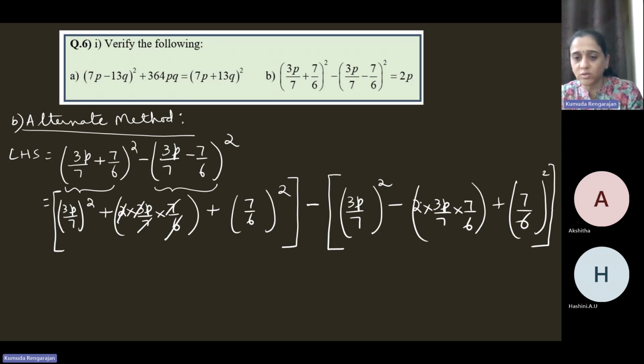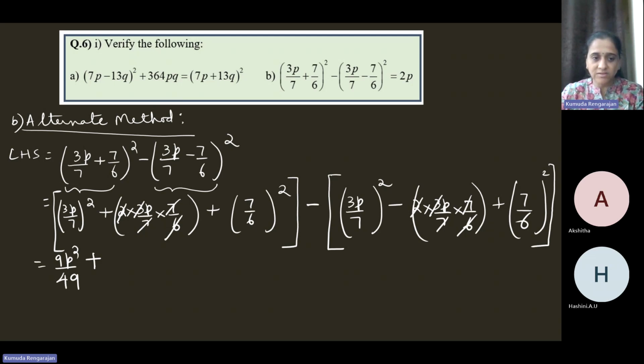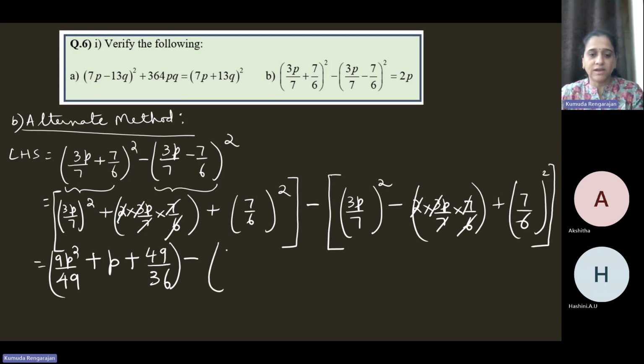Okay, so here also see here 2 into 3, 6 and 6 will get cancelled. 7 and 7 cancel. Okay, now this is 9p square by 49 plus, who's there in the bracket? P plus 49 by 36. This is in one bracket minus 9p squared by 49.